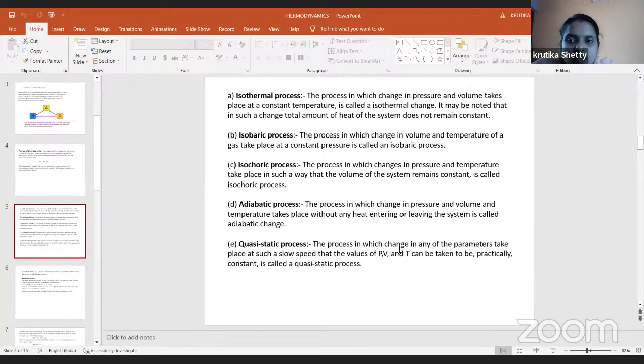The process in which change in any of the parameters takes place at such a slow speed that the values of P, V, and T can be taken to be practically constant. Here whatever your thermodynamic parameters are, they will change, but the process is taking place at a very slow speed, so that the values of P, V, T are practically constant. Such a process is called a quasi-static process. So in short, a quasi-static process is a slow process where we can observe the changes in pressure, volume, and temperature very clearly.